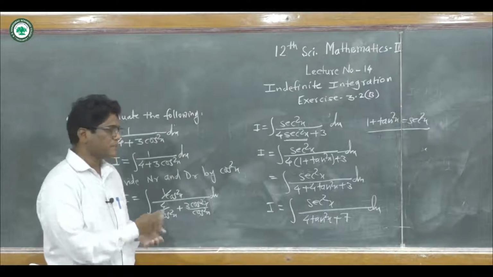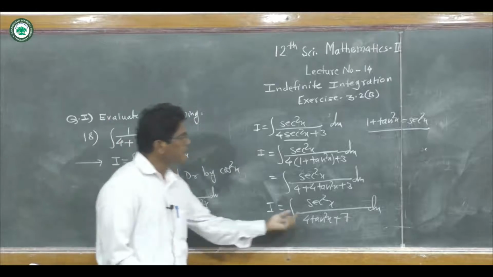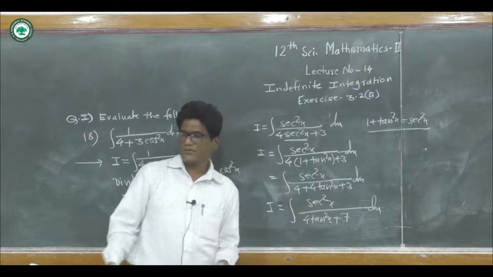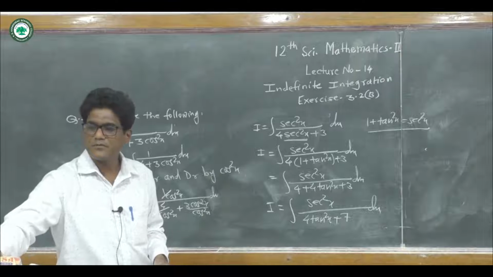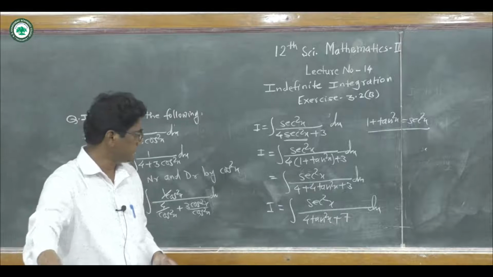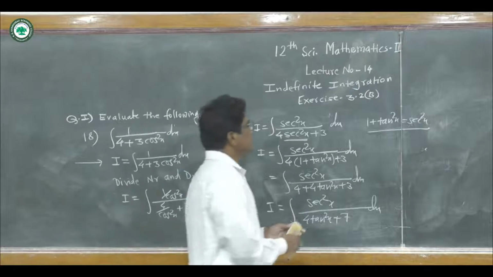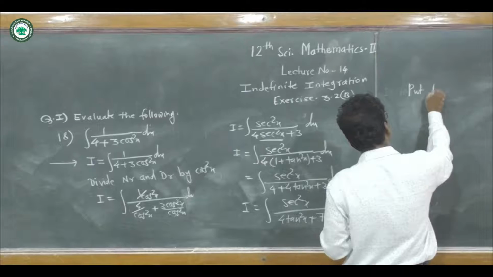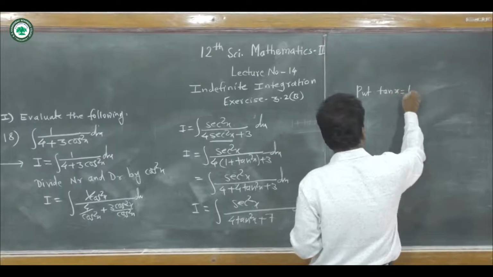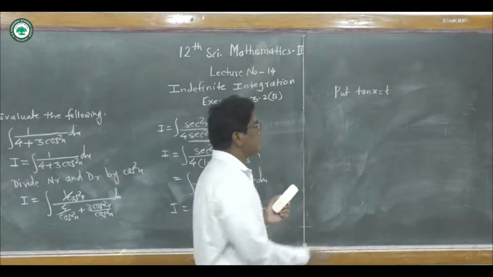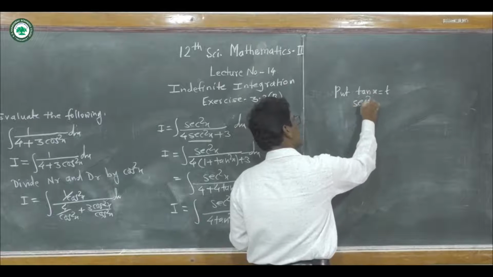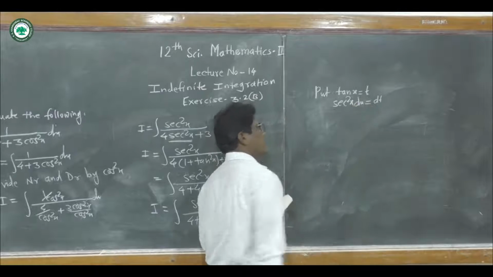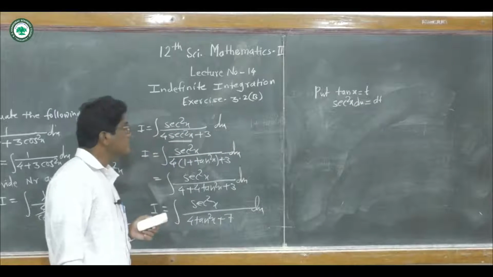And now here we use the third step. What is the third step? Put here tan x is equal to t, because the derivative of tan x is present in the numerator. Now we differentiate with respect to x. Derivative of tan x is sec square x. So sec square x is equal to dt upon dx, and therefore we get sec square x dx is equal to dt.